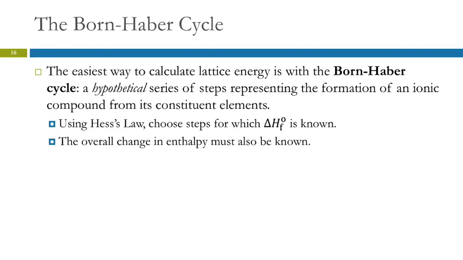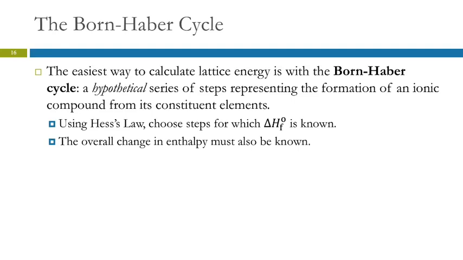So we can do a hypothetical set of steps to show the formation of the ionic compound from its constituent elements. What we're going to do is choose steps for which we know the standard heat of formation. So we can add up all the standard heats of formation because we look those up in a table. And then we also have to know the overall change in enthalpy. That can be measured.